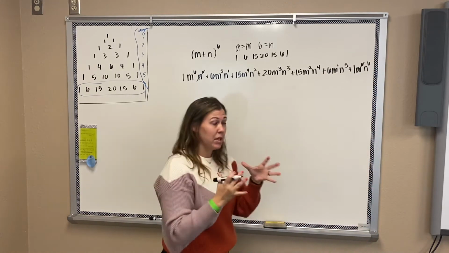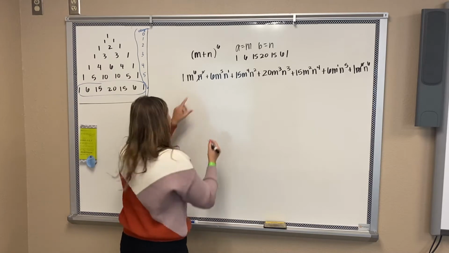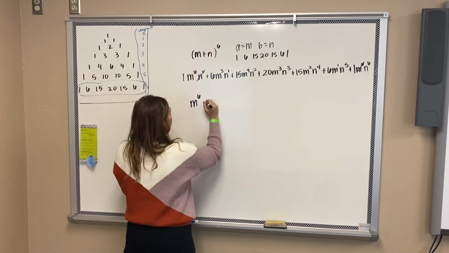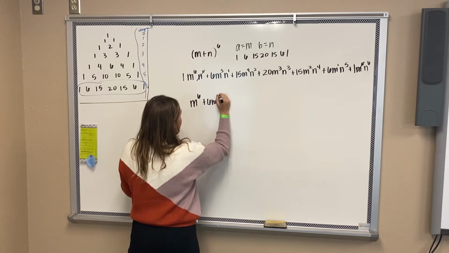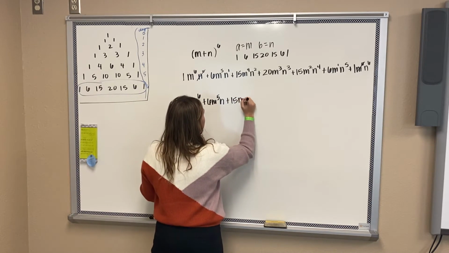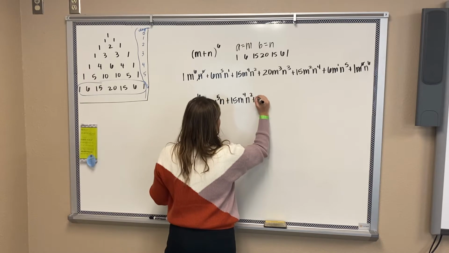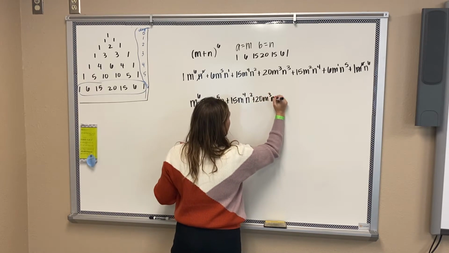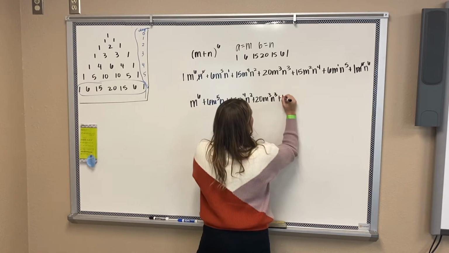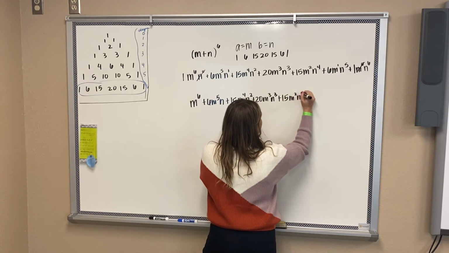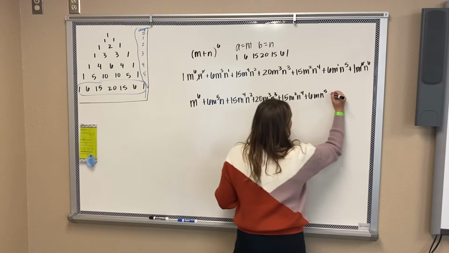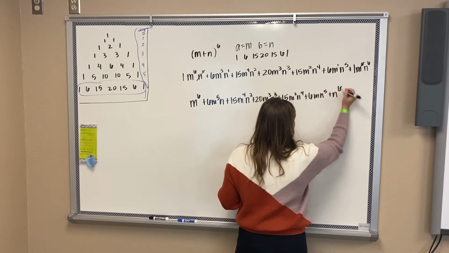Okay, so let's clean this up a little bit. We don't need this invisible 1, so we have m to the 6th power, n to the 0 goes away, plus 6 m to the 5th times n, we don't need that 1, plus 15 m to the 4th, n squared, plus 20 m cubed, n cubed, plus 15 m squared, n to the 4th, plus 6 m to the 1st, n to the 5th, and then lastly, n to the 6th.